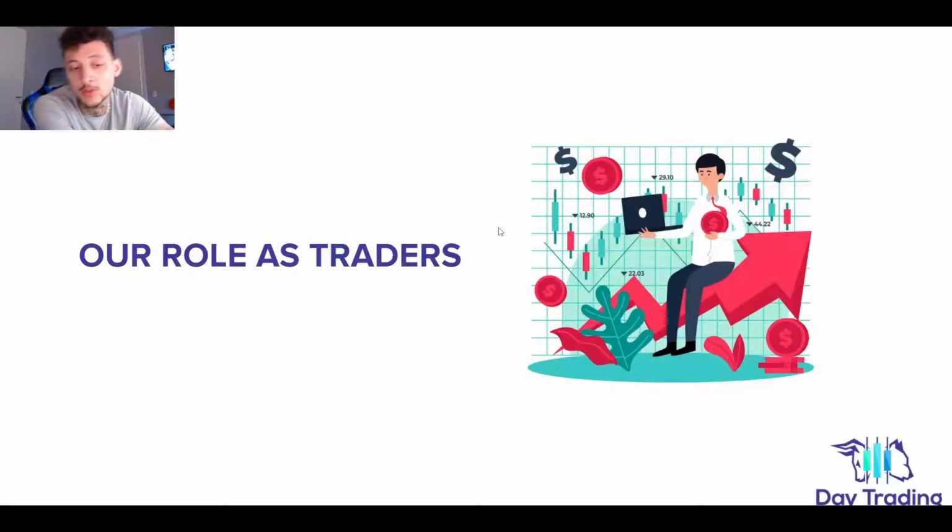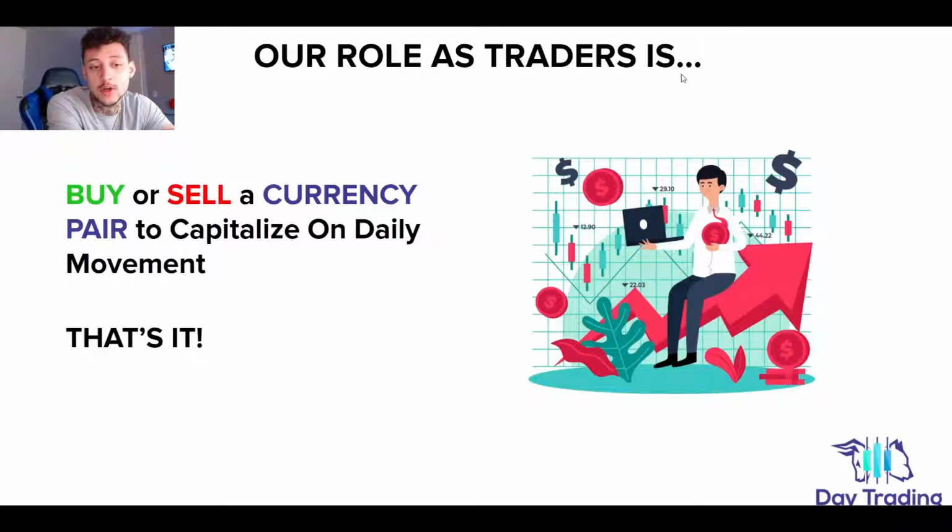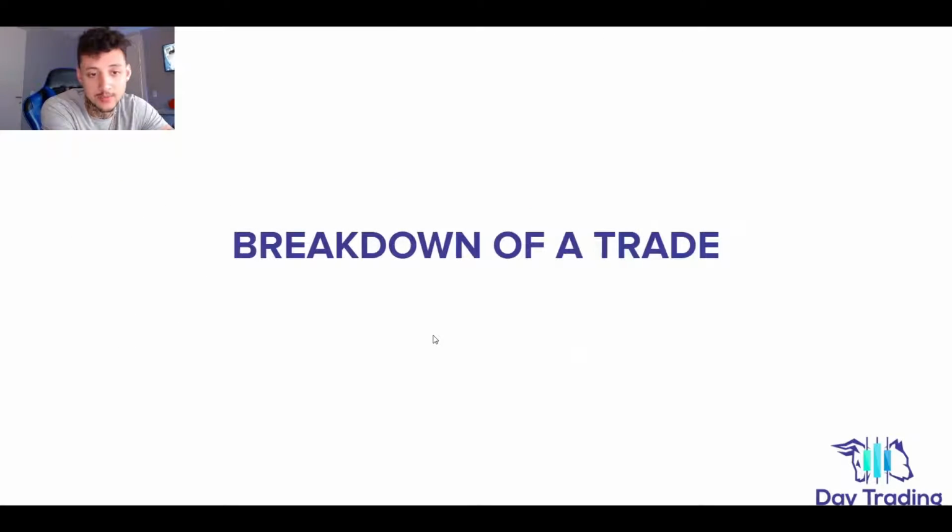So now let's get into what our role as traders is. Our role as a trader is simply that we are going to be looking to buy or sell a currency pair to capitalize on the daily movement, on the daily volatility. Every single day we have trading sessions. Within those trading sessions, there's going to be more movement in the market. That's going to cause a fluctuation in the exchange rate, and we're simply looking to capitalize off of that fluctuation on the exchange rate. That's as simple as it is, right?